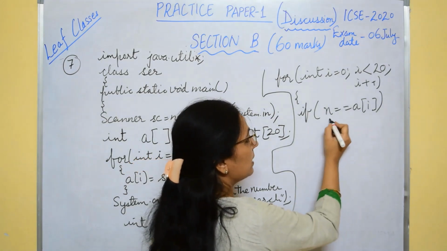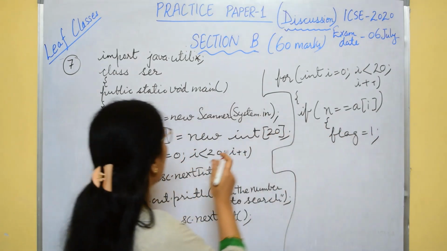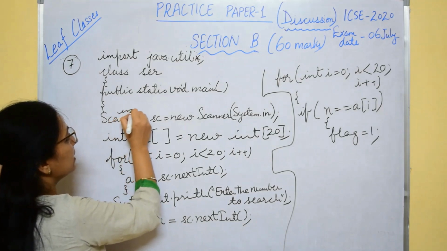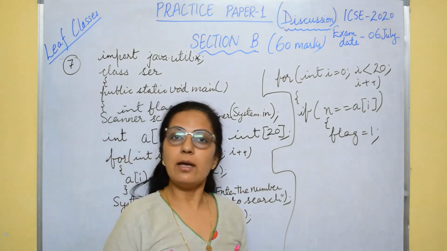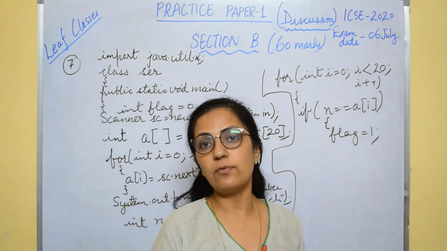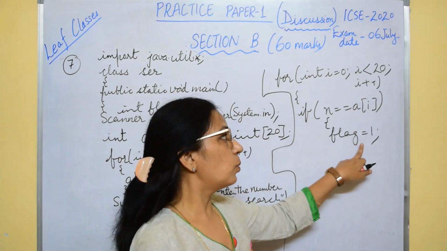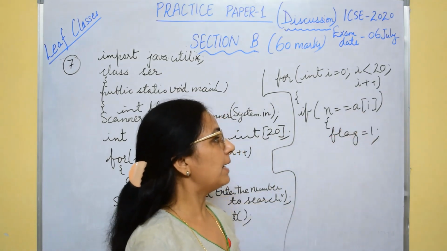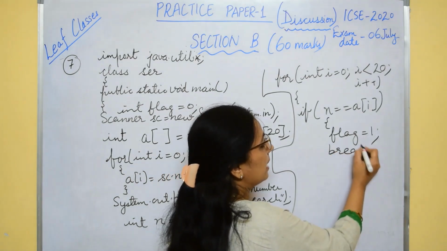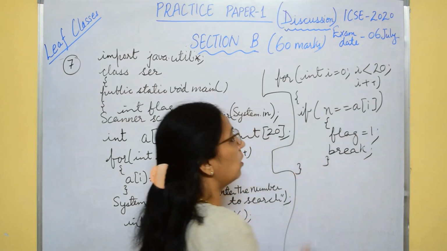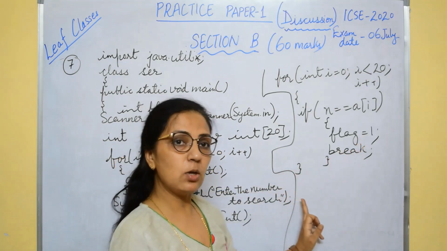So if this condition is there, you can take a flag equals to 1. This flag we can initialize here, int flag equals to 0. This is just one indicator. So if it will remain 0 till the end of the searching loop, that means the number is not present, and if it becomes 1, when it will become 1? When the matching value is there. So flag equals to 1 and then you break and you come out of the loop. So anytime this condition is true, flag will become 1 and break will take you out of the loop.